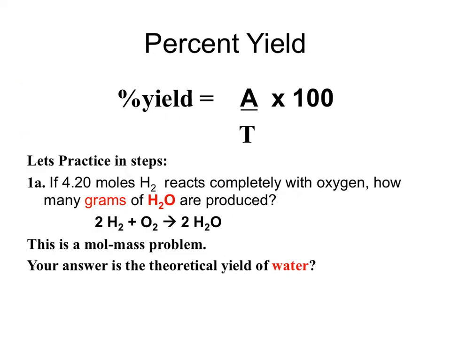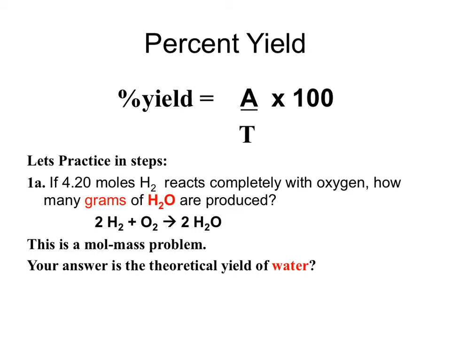At the top of the page, you can see the percent yield calculation. This is not on your reference sheet, so it's an equation that you must memorize. And you can see it's simply just A over T times 100. So let's go ahead and try one of these problems out so that you can understand how they work. Everything that we learned in the last section will be applied in this section. So let's go ahead and take a look at a problem.